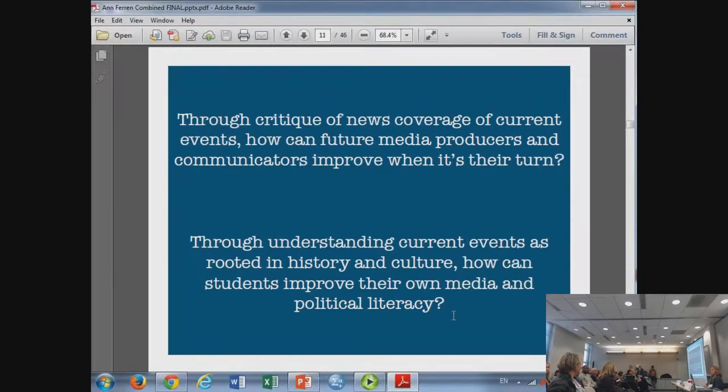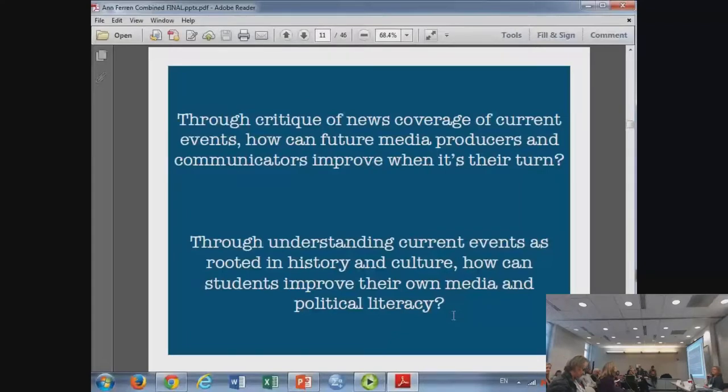Sure. Through understanding current events as rooted in history and culture, how can students improve their own media and political literacy? So really these are the two aims for me. I don't assume that any of my students have the level of media literacy that I have. I mean, I have a doctorate in mass communication.